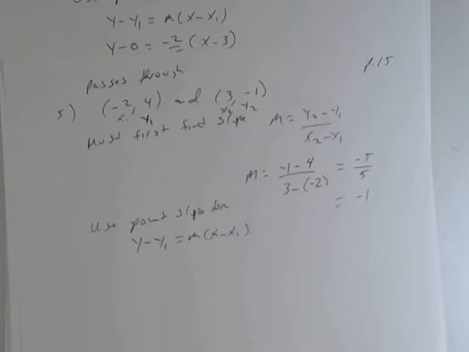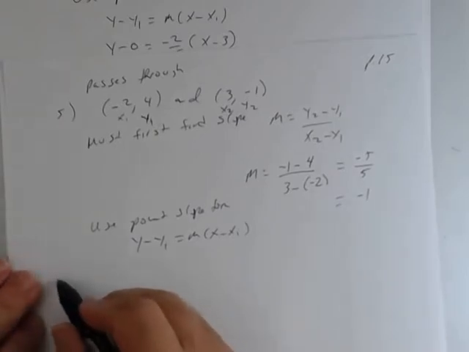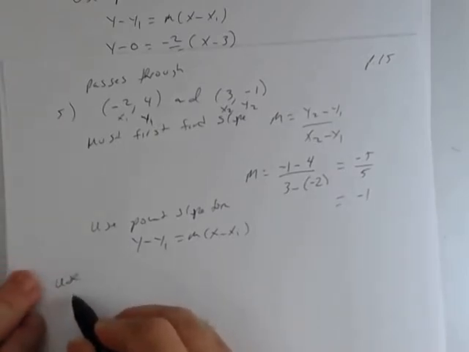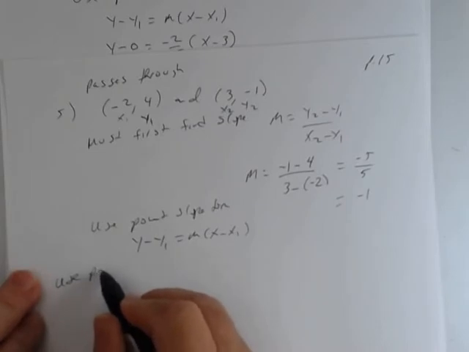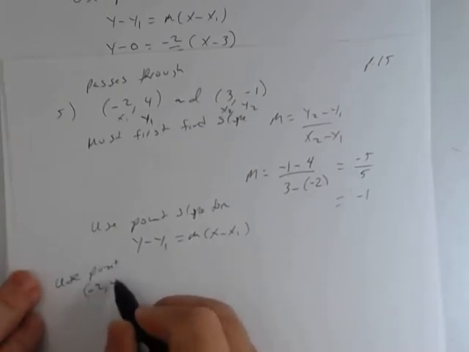So we'll do both of them just to show you that it does not matter. Some students may use the first point, some students may use the second point. It does not matter. You'll get the same answer when you write in slope-intercept form. So let's use the first one first. Let's use the first point, negative 2, 4.